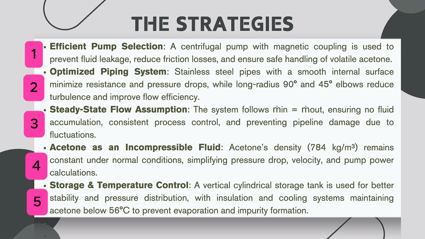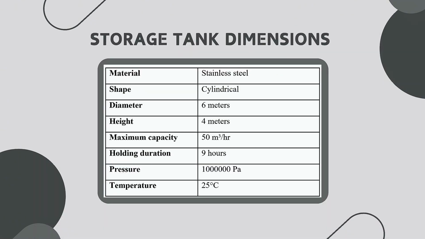The sixth one, storage and temperature control. A vertical cylindrical storage tank provides stability. Insulation and cooling keep acetone below 56 degrees Celsius, which is the boiling point for acetone, to prevent evaporation and impurities. The storage tank is made of stainless steel and has a cylindrical shape with a diameter of 6 meters and a height of 4 meters. It has a maximum capacity of 50 meter cube per hour and can hold acetone for up to 9 hours. The tank operates under a pressure of 1 million Pascal and maintains a temperature of 25 degrees Celsius to ensure safe storage conditions. Its design helps maintain stability and efficiency while preventing evaporation and contamination.